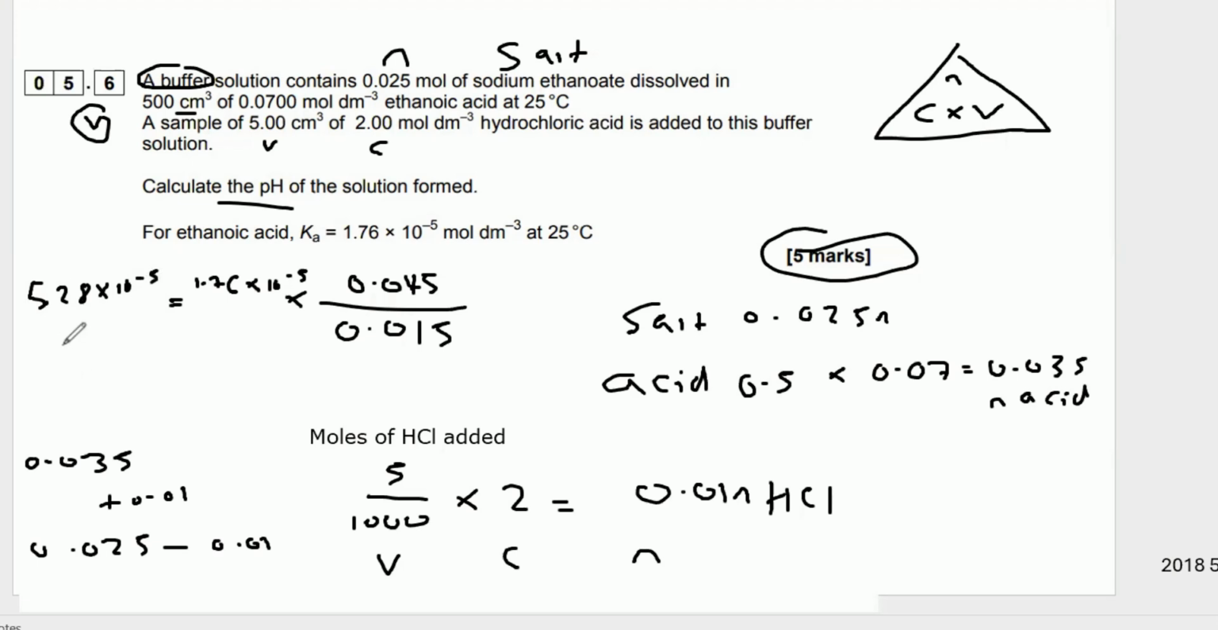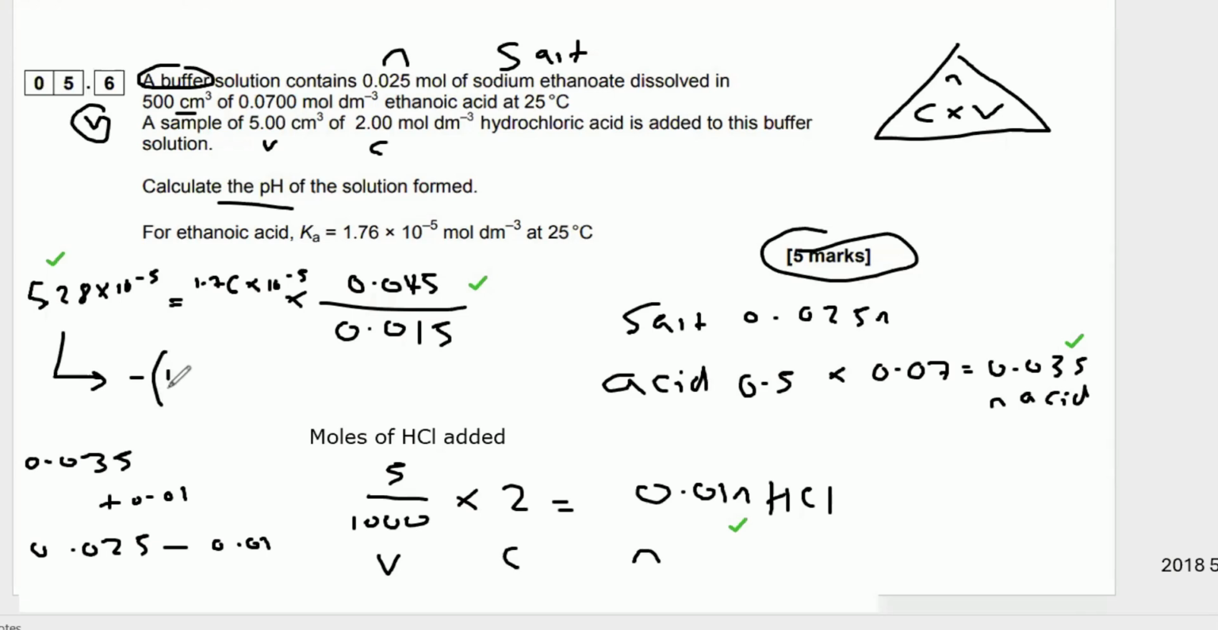So you're going to have picked up 4 marks already. We got marks for working out the moles of hydrochloric acid, marks for working out the moles of acid. You were given the moles of salt, so no marks for that. Marks for working out the new moles, and marks for working out the hydrogen ion concentration. Then our final mark is for converting that hydrogen ion concentration into pH.